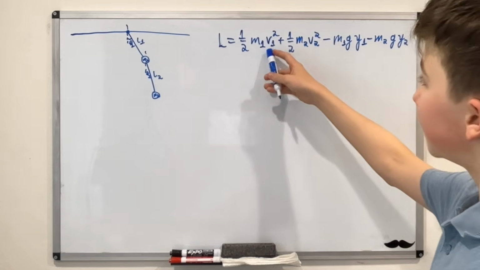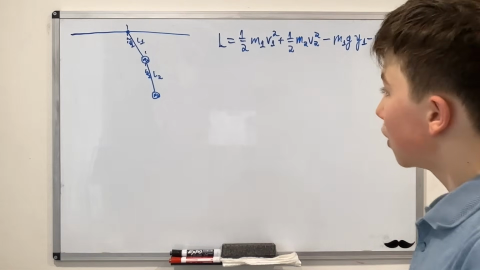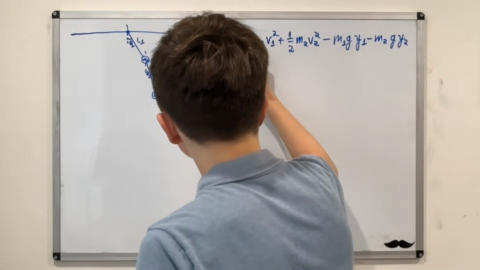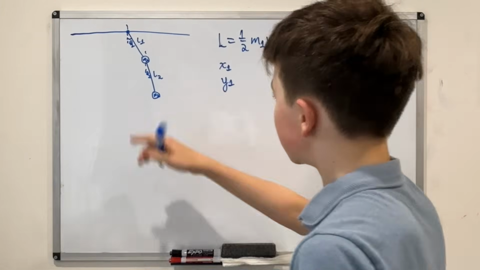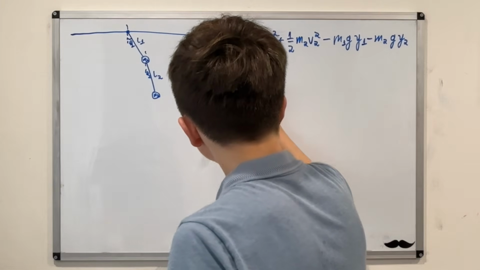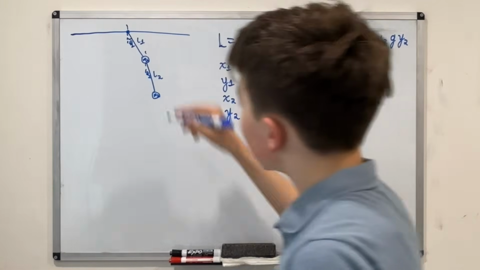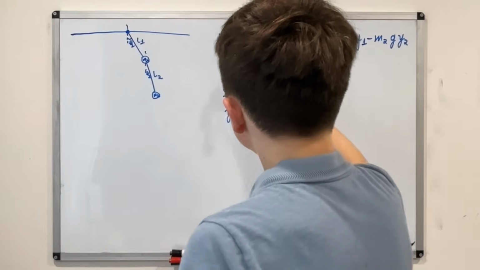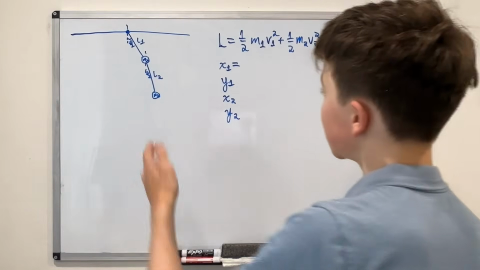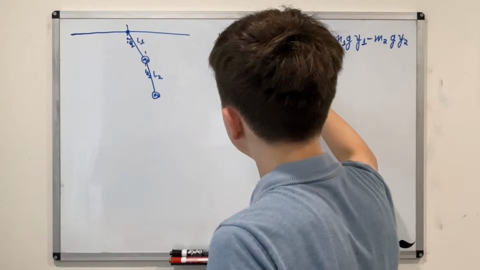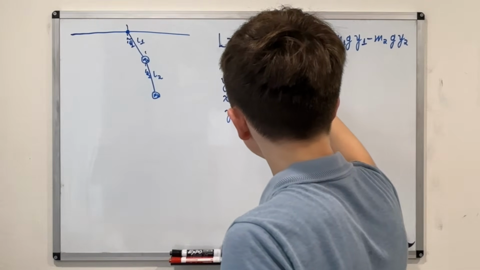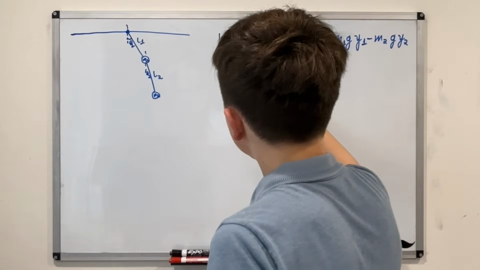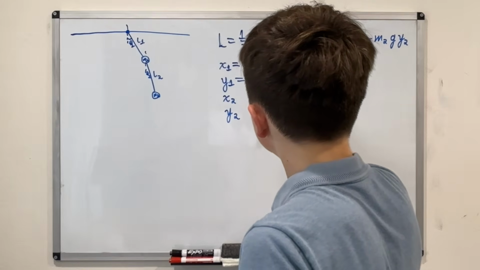So in order to find these velocities and these heights, we have to figure out the x and y coordinates of both bobs. So x1 and y1 are the coordinates of the first bob, and similarly for x2 and y2. And here we're creating a coordinate system where this is the origin. So first let's look at x1. Some simple trigonometry tells us that that's equal to L1 times sine theta 1. Then for y1, similarly, that's going to be equal to negative L1 times cosine theta 1.